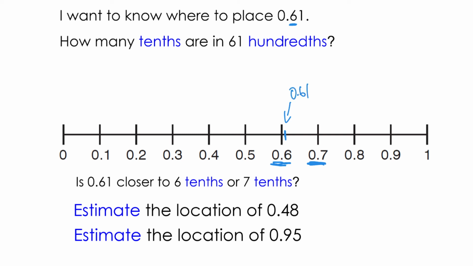Estimate the location of 0.48. Well, the 4 tells us it needs to be between the 4 and the 5. And 8 is really close to 5, so we can label it right around here. Okay, and now 0.95 is between 0.9 and 1. And the 5 tells us it's right in the middle, so 0.95 would go there.